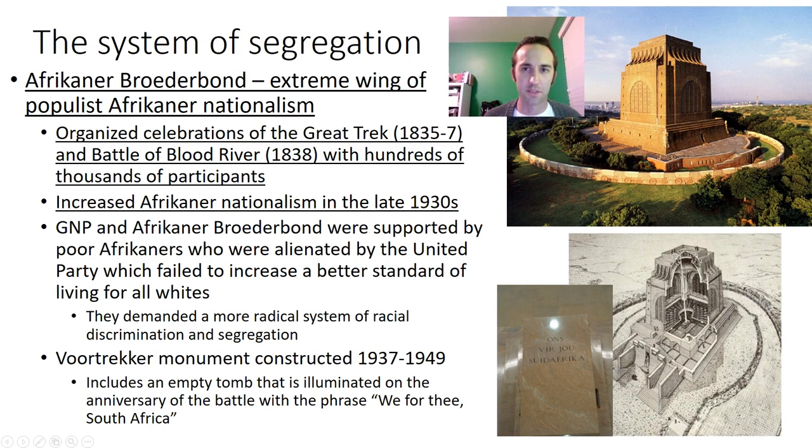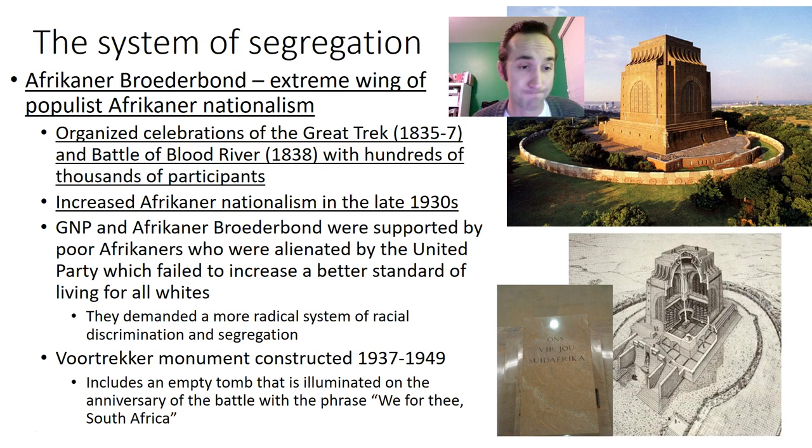In the 30s, we get some more extreme groups like the Afrikaner Broederbond. It's a very extreme wing of populist Afrikaner nationalism. They organize celebrations of the Great Trek that I mentioned earlier and the Battle of Blood River, and they set up these pretty massive monuments. This increases Afrikaner nationalism in the late 1930s. They weren't necessarily following this path where it was getting closer and closer to segregation, but this group really convinces people, and it increases white animosity and this desire for segregation. And it kind of creates this nice little storyline and ties it all up nice in a bow.